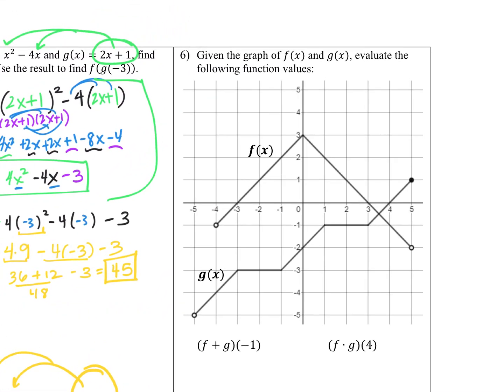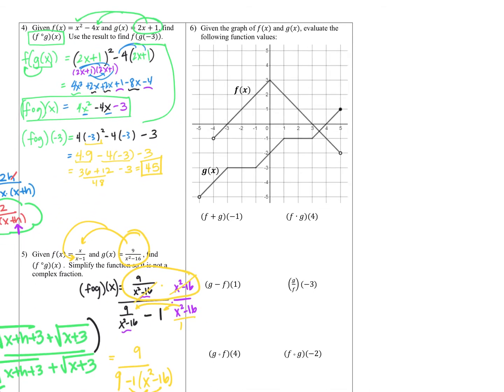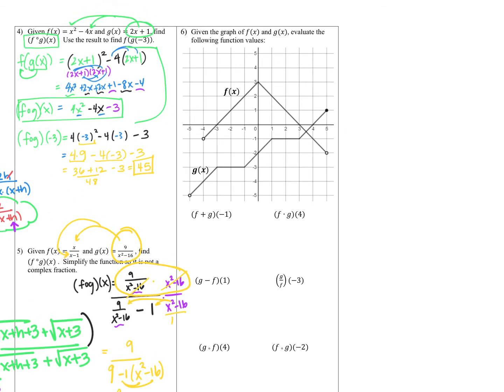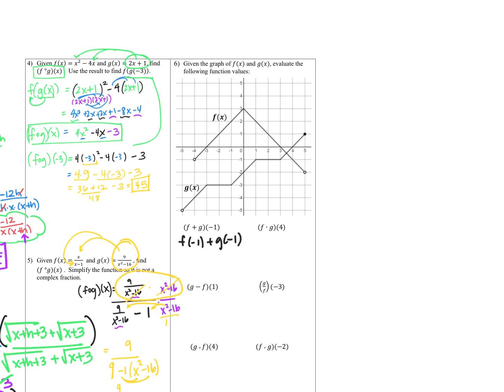All right, for number 6 here, we're looking at this function, and now we're using the similar notations that we've been using, but we're going to look at a graph. So when we're looking at f plus g of negative 1, that's just f of negative 1 plus g of negative 1. I don't have any equation to plug into, so I just have to find these function values.